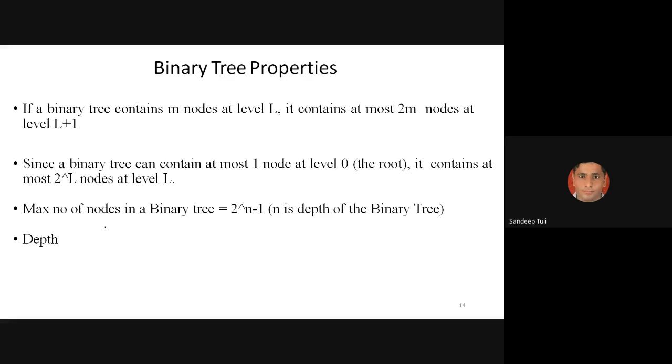So the maximum number of nodes in a binary tree will be 2 to the power n minus 1, where n is the depth of the binary tree. Is it clear to all now? Sir, please repeat the first point again. If a binary tree contains m nodes at level number n, then it can contain at most 2m nodes at the next level.